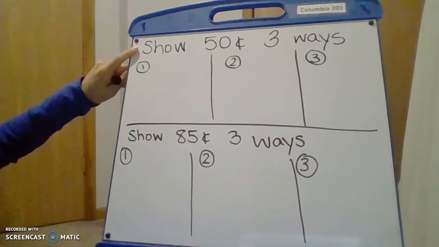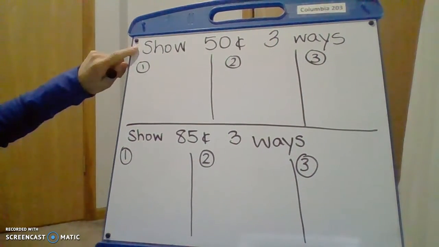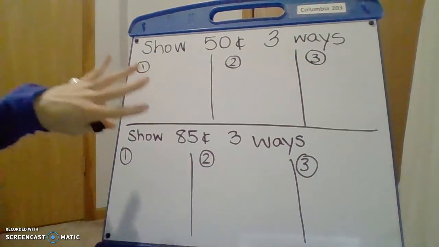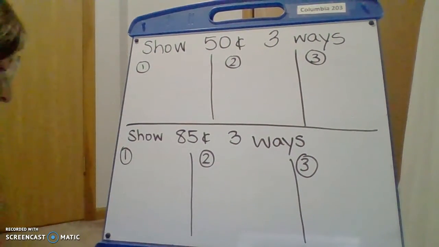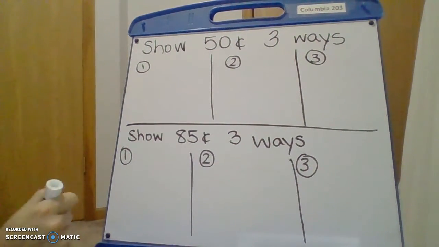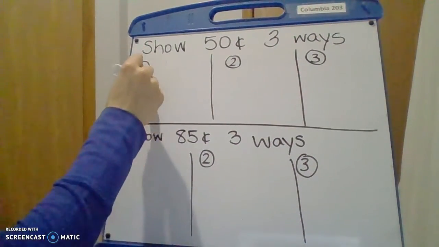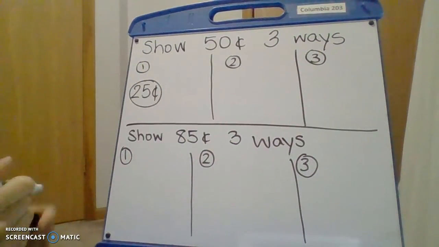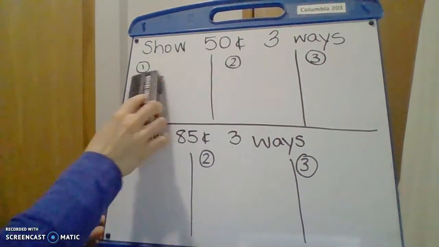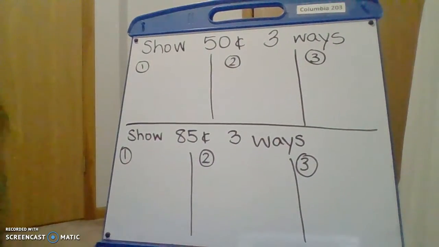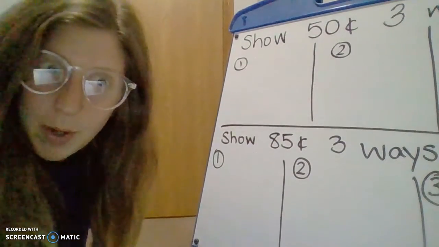You're going to show 50 cents 3 different ways, and you're going to show 85 cents 3 different ways. You draw it like this on your paper. Draw it out and label. So remember 25. Label your 25 cents. Draw a circle around it. Make sure you're counting the right way. Check your work.